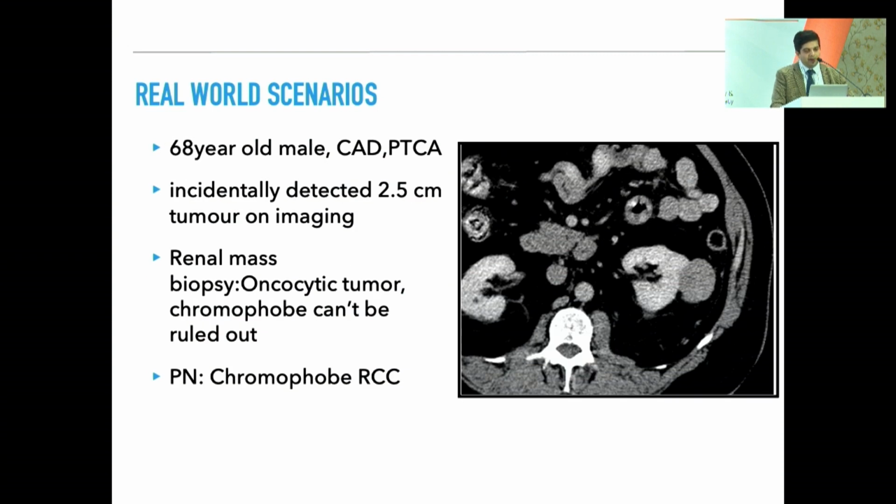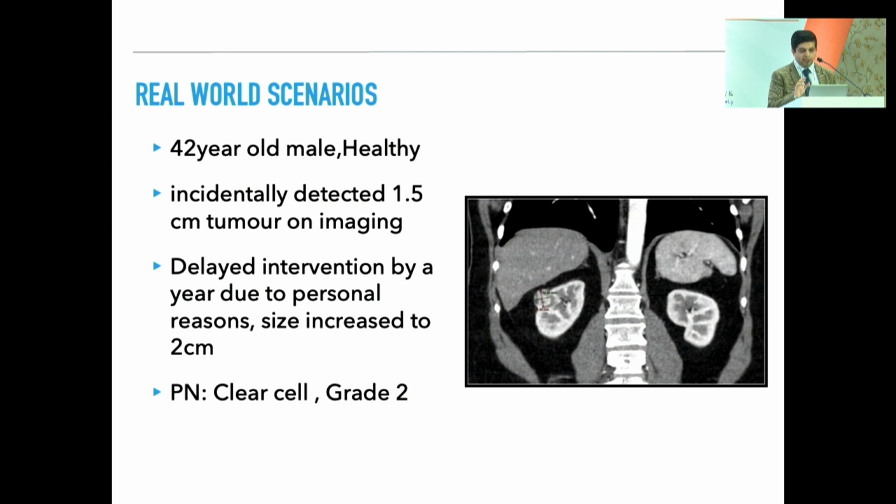A 68-year-old male with coronary artery disease and PTCA done had an incidentally detected 2.5 centimeter tumor on imaging. The patient had presented to the nephrologist who went ahead with the renal mass biopsy by IR, and the biopsy report was oncocytic tumor, chromophobe cannot be ruled out. We went ahead and did a robotic assisted partial nephrectomy and we found a chromophobe RCC. This was a 42-year-old healthy male with an incidentally detected 1.5 centimeter tumor, and due to personal reasons he delayed his treatment, and within a year the size increased to 2 centimeters, and we did a partial nephrectomy and found clear cell grade 2.